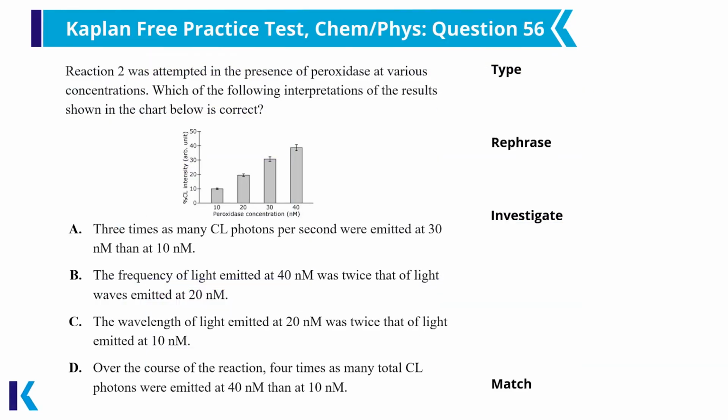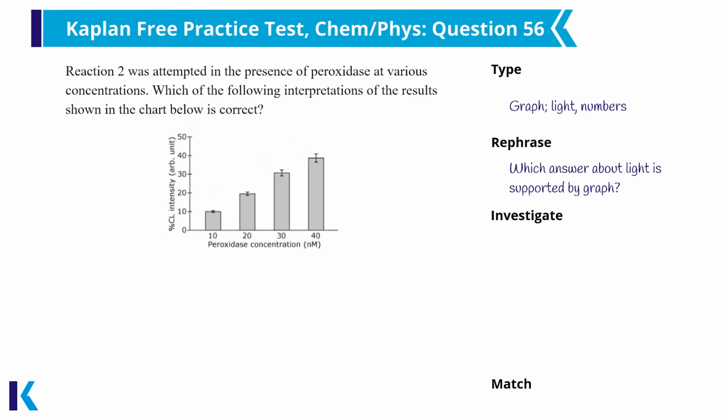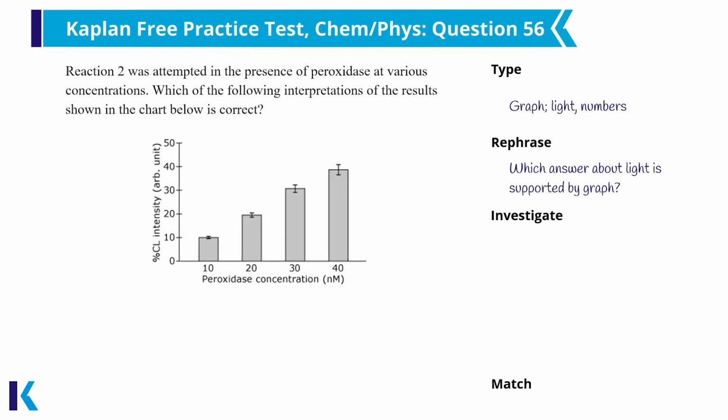Moving on to question 56, I immediately notice the graph in the question stem and some numbers that seem to be referencing details about light in the answer choices. Looking more closely at the question stem, it's asking what answer about light is supported by the graph. While the question stem is referencing reaction 2, it doesn't really seem to require information about that reaction quite yet, so I'm going to start with examining the graph.